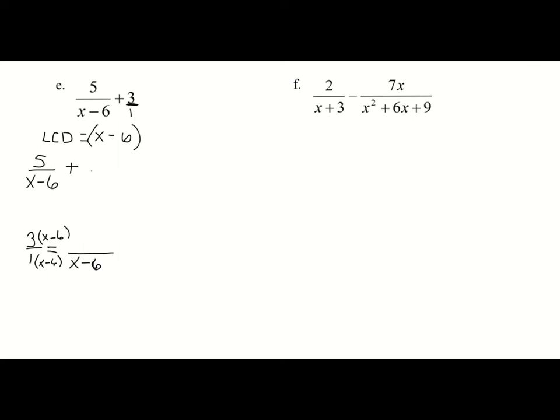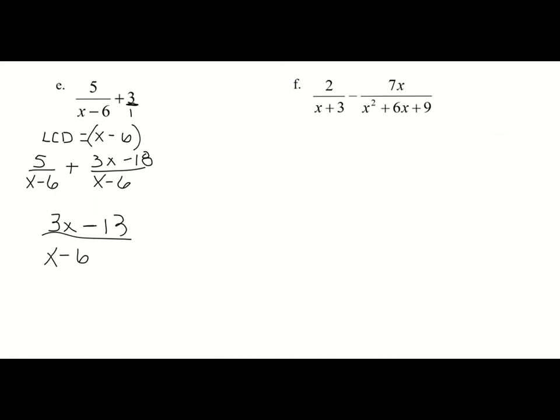Or if I distribute, it becomes 3x minus 18. And now I'm going to go ahead and erase that so we can combine our like terms. So we have x minus 6 on the bottom. It will be 3x, and then 5 plus negative 18 is going to give me negative 13. And I don't see any simplifying that I can do, so that one is simplified as much as possible.